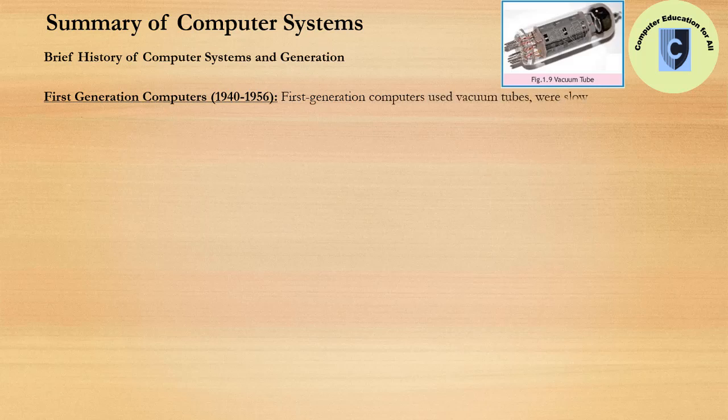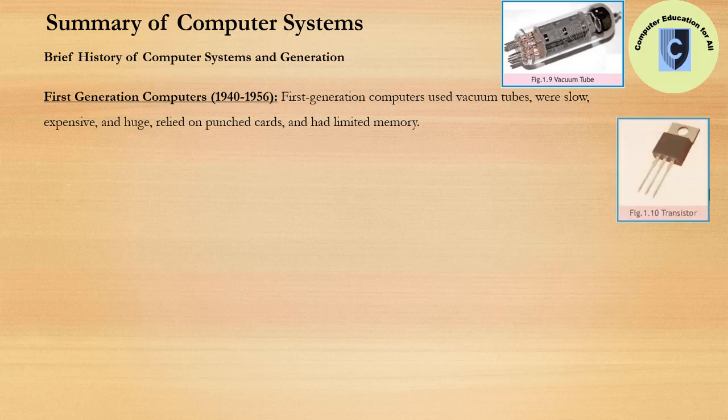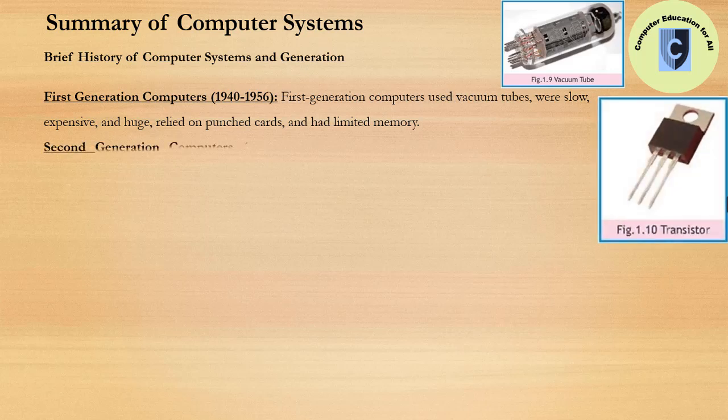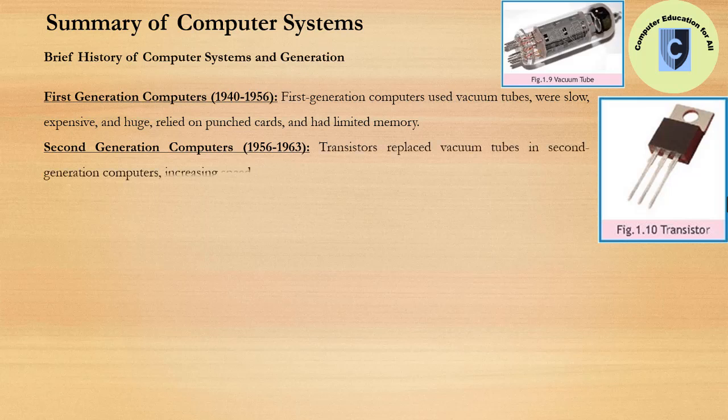1956, first-generation computers used vacuum tubes, were slow, expensive, and huge, relied on punched cards, and had limited memory. Second-generation computers. 1963, transistors replaced vacuum tubes in second-generation computers, increasing speed and reliability and reducing size and cost.